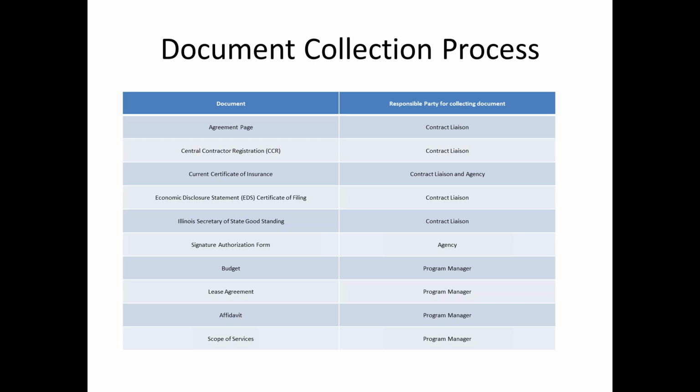The signature authorization form, that is different. You used to submit that to your contract liaison. This will now be uploaded into your e-procurement file. You must keep this updated with all the people that want to sign for your vouchers, or you cannot get paid. If you have a new person, you need to upload a new signature authorization form into e-procurement. The budget and the scope of services, that all goes to the program manager. Next slide, Victor.